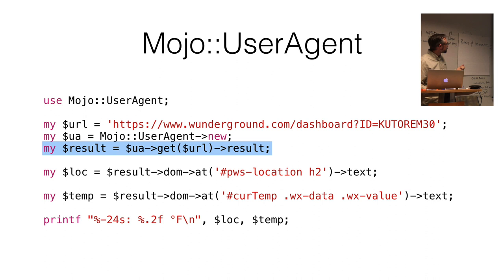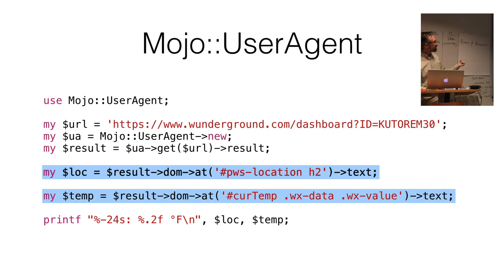We get our result, we do our web fetch, then that result object has a DOM parser in it where we can use the CSS selectors. These are the same selectors you would use in a cascading style sheet of your web page. We're going to look at some ID PWS location. It's H2, has some information we want, that's the location. The current temperature has, you know, we can follow the path down, some classes, and we know that in there we're going to get our text, that's our temperature. We can print it out.